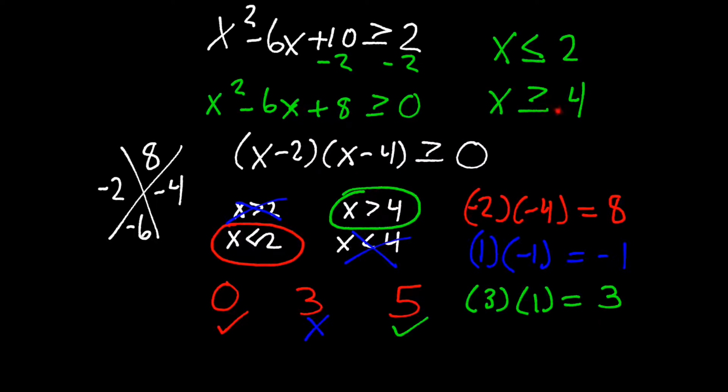The reason why we put that little equal sign in now is because 2 and 4 were the zeros of our function. They gave us 0. And since we're told we can be equal to 0, we can include 2 and 4 in our solution sets. So x less than or equal to 2 and x greater than or equal to 4 are our solutions.